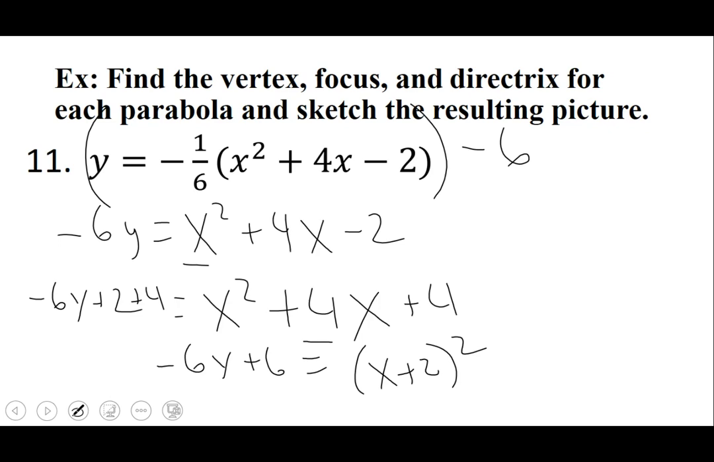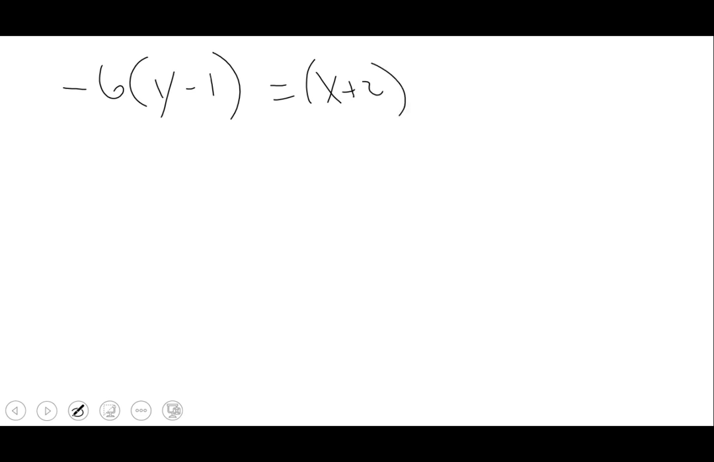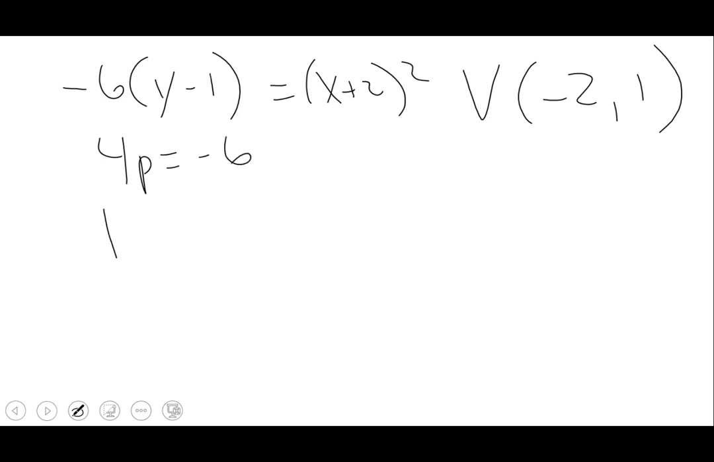How do I make this look perfect? Well, I'm going to take the left-hand side, and I'm going to factor out a negative 6. Just like always, when in doubt, take the negative out. You're not allowed to use the rules unless it's a positive y. So I'm going to go ahead and factor out a negative 6. That's going to give me y minus 1, and then that's equal to x plus 2 squared. Vertex, h, k, so negative 2, 1. 4p equal to negative 6. That means that p is equal to negative 1.5.